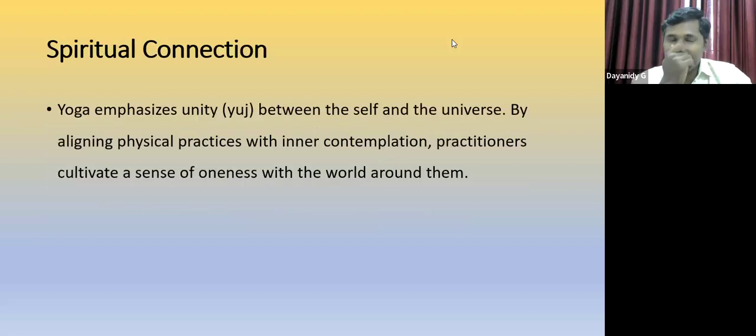And there is a spiritual connection. We know that yoga emphasizes union, which is between the self and the universe. So Jivatma and Paramatma, by aligning the physical practice with inner contemplation. If anyone wants to start meditation, they can start with Sukhasana with breathing. That's a good start. But how long can they do that?